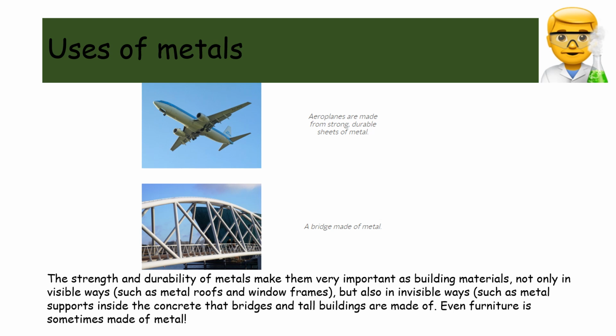The strength and durability of metals make them very important as building materials, not only in visible ways such as metal roofs and window frames, but also in invisible ways such as metal support inside the concrete that bridges and tall buildings are made of. Even furniture is sometimes made of metal.